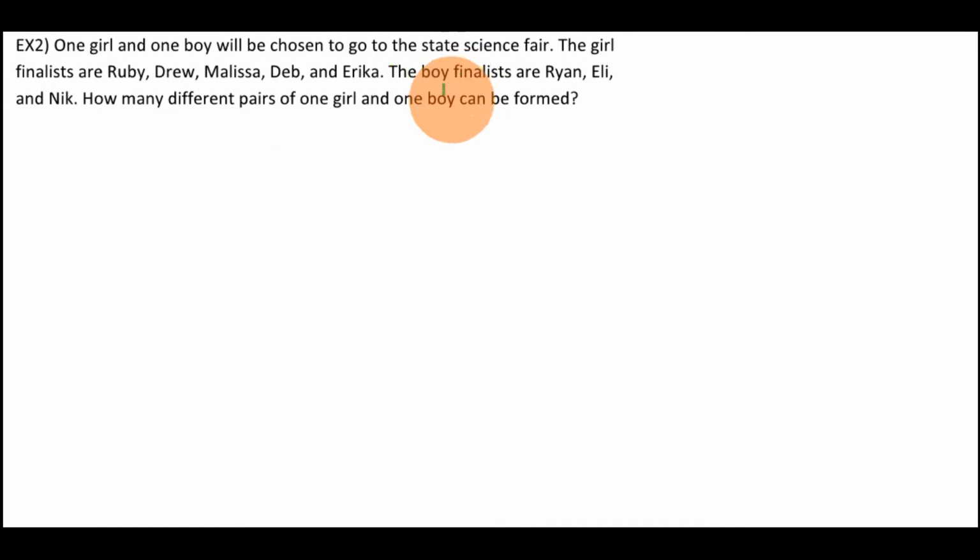So let's go ahead and highlight key information. Well, I see that the girl finalists are what I want to highlight first, so I'll highlight them in green: Ruby, Drew, Melissa, Deb, and Erica. And the boy finalists, let's go ahead and just highlight these boys in blue. So the boy finalists are Ryan, Eli, and Nick.